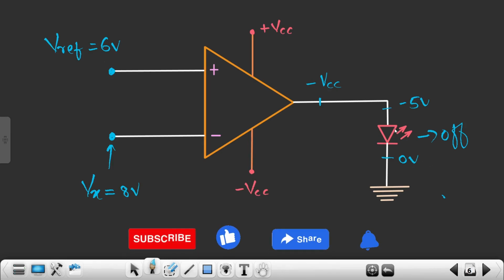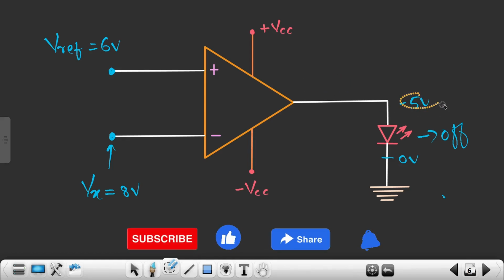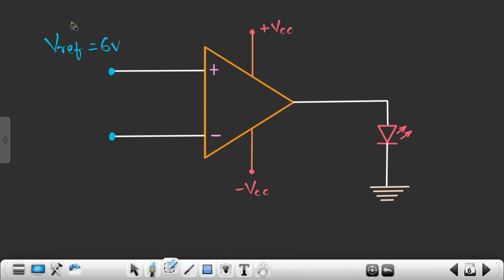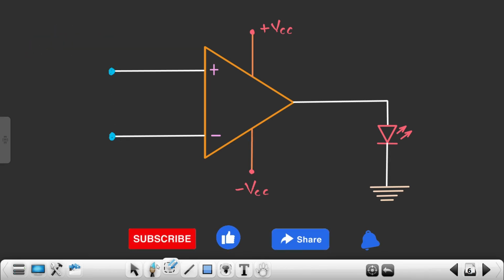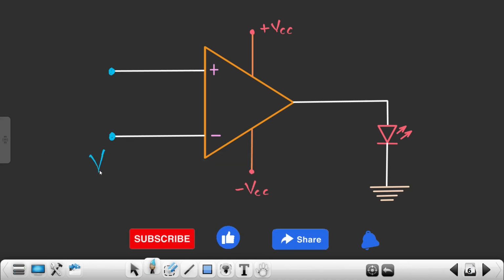I know most of the guys will say you just need to change the polarity of the diode. Why do so? Instead of that, you just change the connection over here. Let me erase everything over here, and let me explain each and everything so that it will be easier for us to understand in detail. So instead of connecting the reference voltage over here, I'll connect the reference voltage over here.